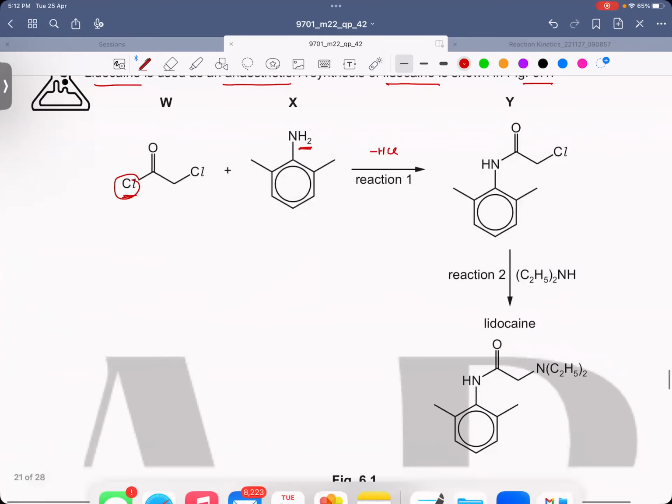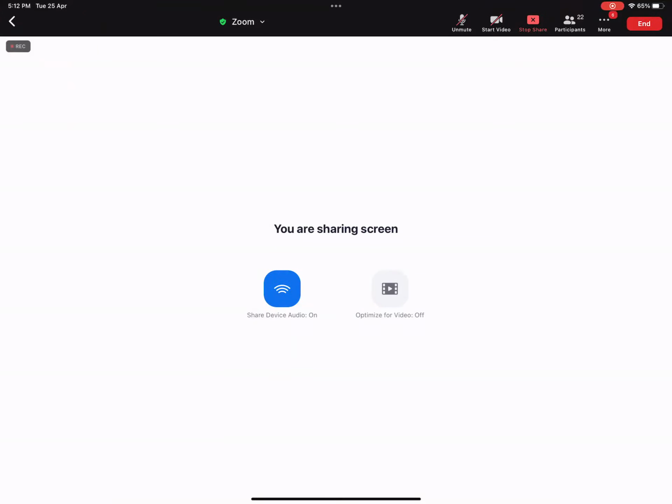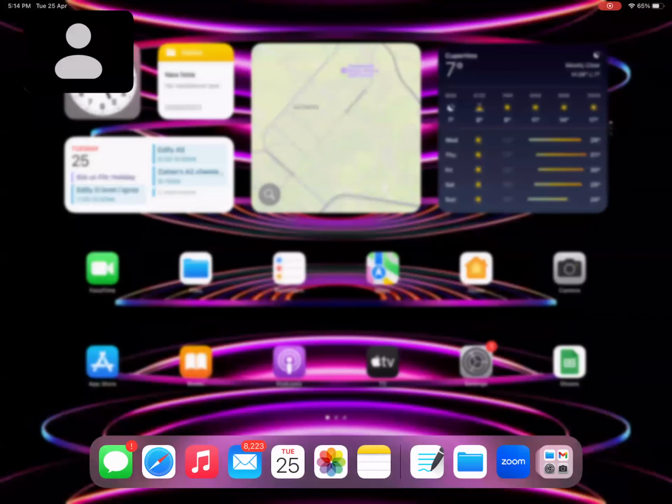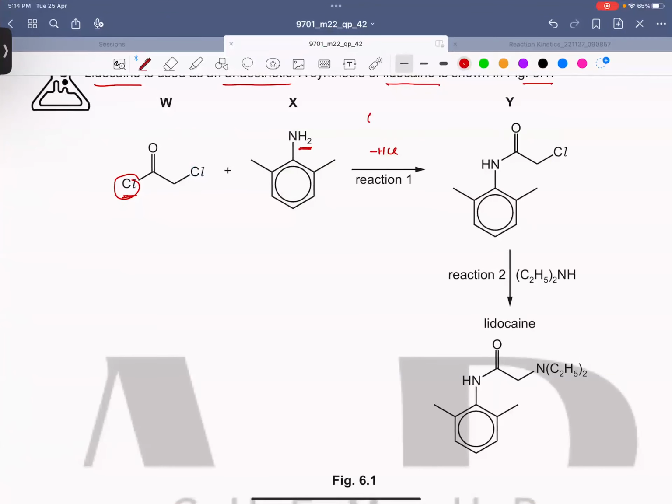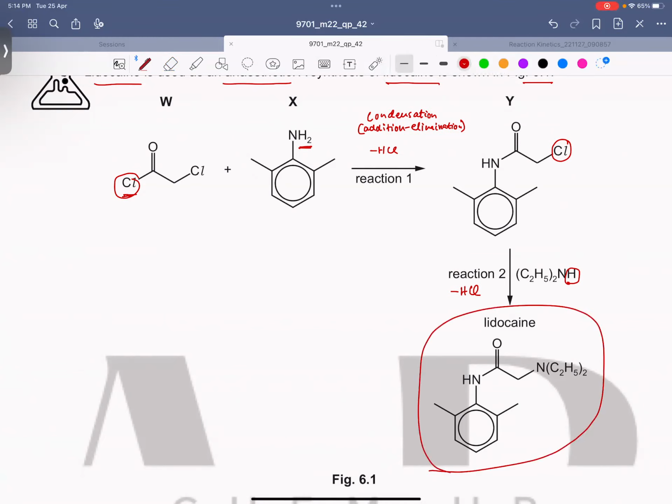Just give me a minute, please. Okay. Yeah. So which kind of reaction is reaction 1? Condensation reaction, or you can call it addition elimination as well, that you have studied in carboxylic acid derivatives. Now, if you see reaction 2, the same thing happened. The hydrogen from here and the Cl from here is removed, and this nitrogen is bonded to this carbon, giving you this lidocaine. Is this understandable to everyone?